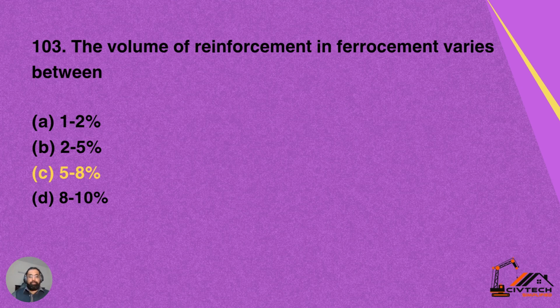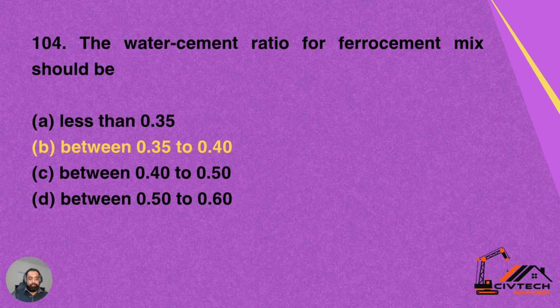Question number 103. The volume of reinforcement in ferrocement varies between. What should be the range in which reinforcement is provided in ferrocement concrete? Option A is 1 to 2%. Option B is 2 to 5%. Option C is 5 to 8%. Option D is 8 to 10%. The volume of reinforcement should be 5 to 8%. Option C is the correct answer for this question.